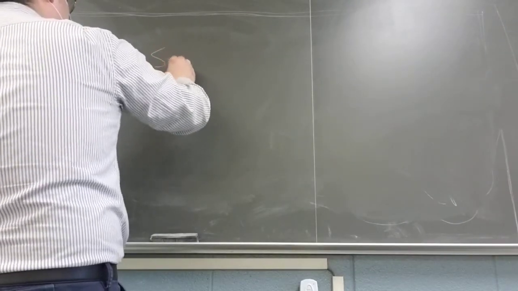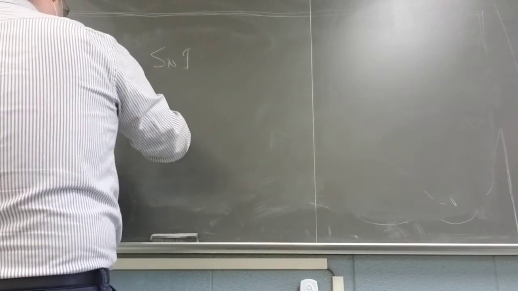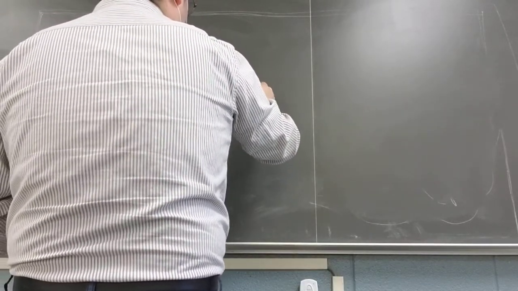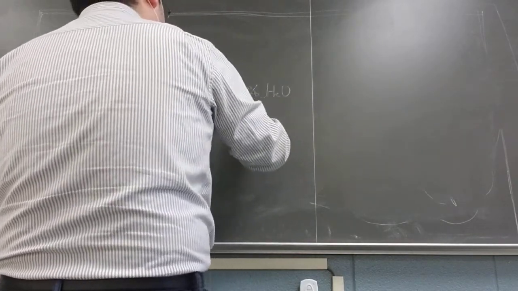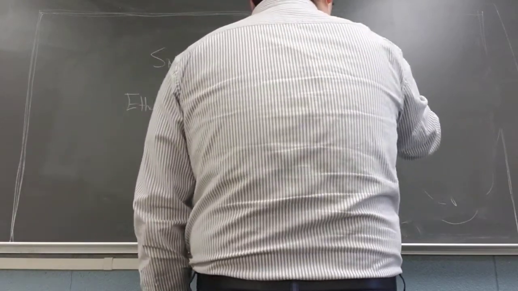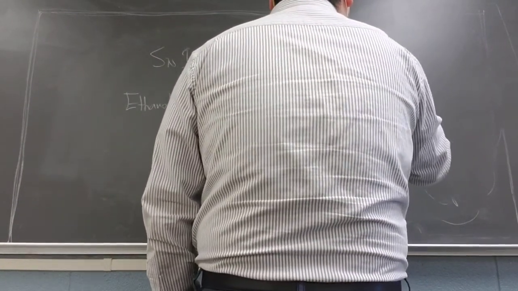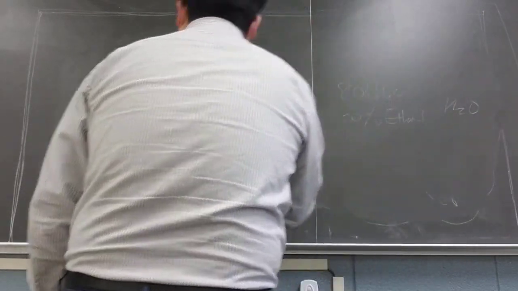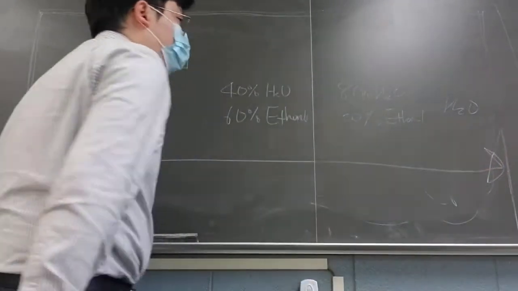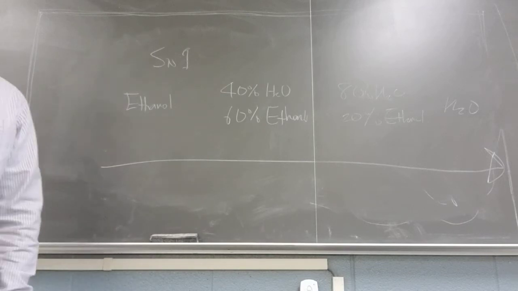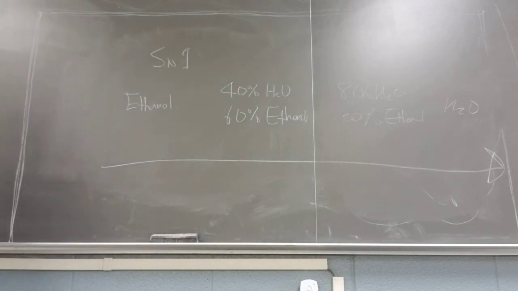This is the solvent. Finally, the SN1 solvent. So reactivity trend: pure ethanol, 40% water, 60% ethanol, 80%, 20%, and pure water. Okay, so this is a trend. So the more pure water than ethanol is better for SN1. I mean, generally speaking, it could be different for different compounds.